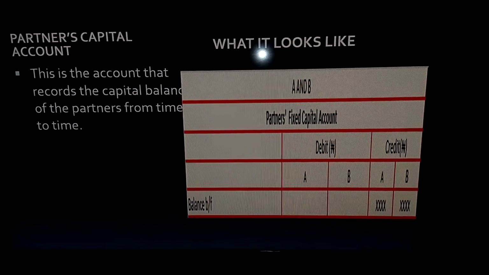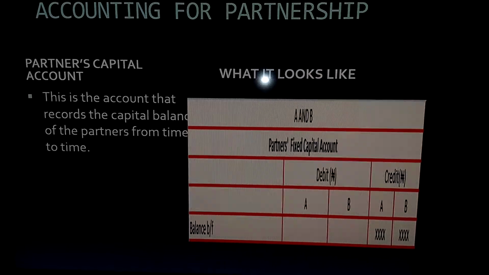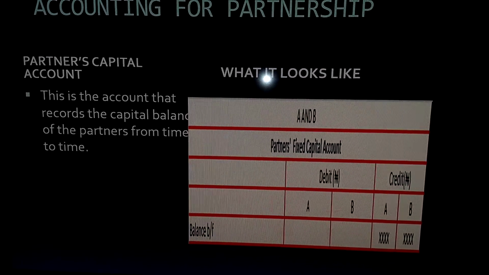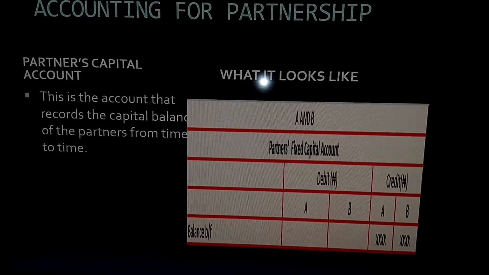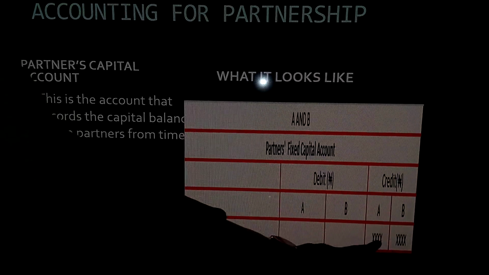Capital is more like a liability to the business, okay? Because I told you, capital is the commitment of the owners to the business. So the business is owing them. And besides, if you remember your trial balance, capitals have credit balances. So the balance brought forward there is on the credit side, A, B.